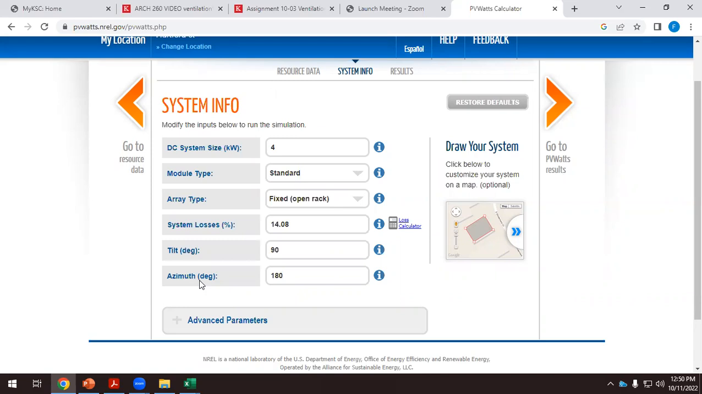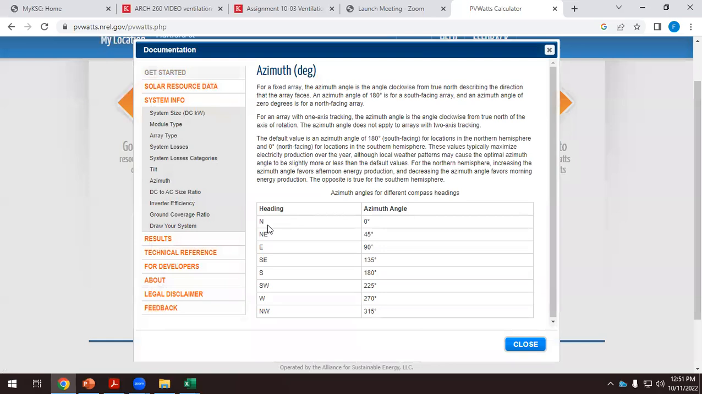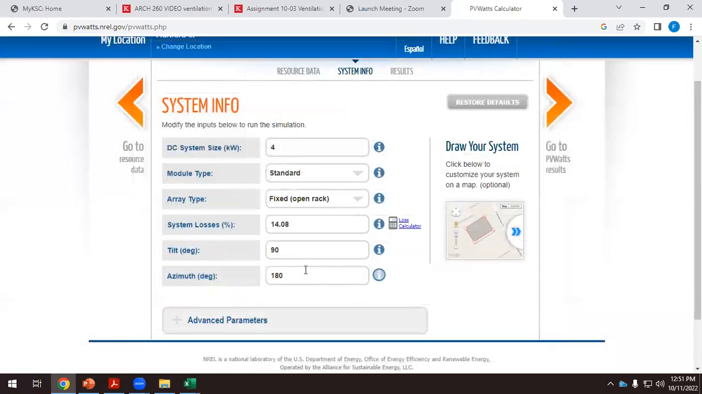So what's the angle that I have to type here? You have to click on this I information. And here we have the angles. Okay, so they have these criteria. North is 0 and south is 180. So by default, we have 180. So we are analyzing southern windows.